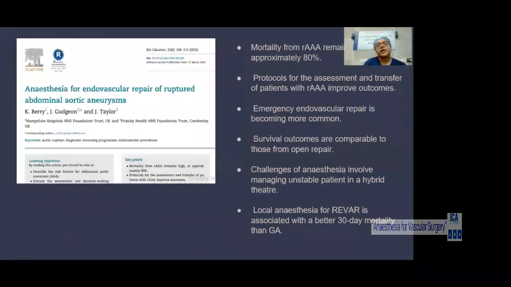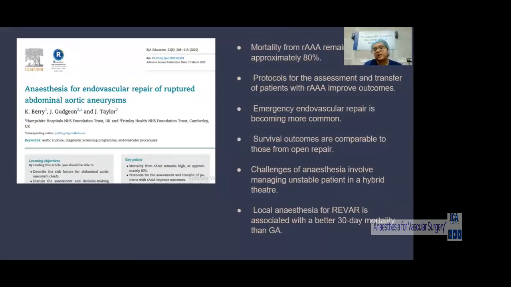A trial done by Berry et al. for ruptured abdominal aortic aneurysms showed that the mortality still remains high, as much as 80%. Protocols for the assessment and transfer of patients improve outcomes in such situations. Survival outcomes, however, are still comparable to open repair.